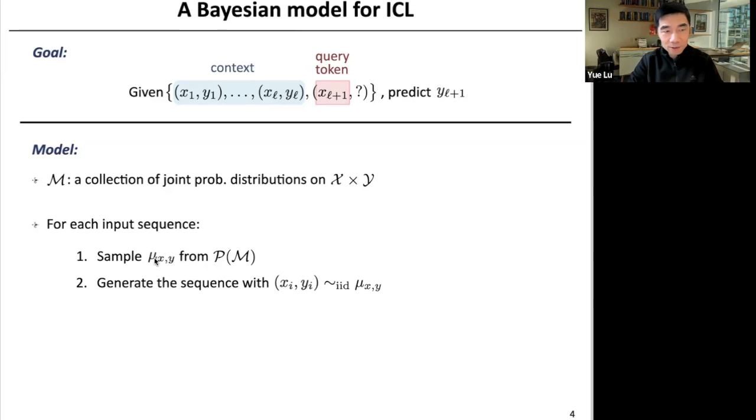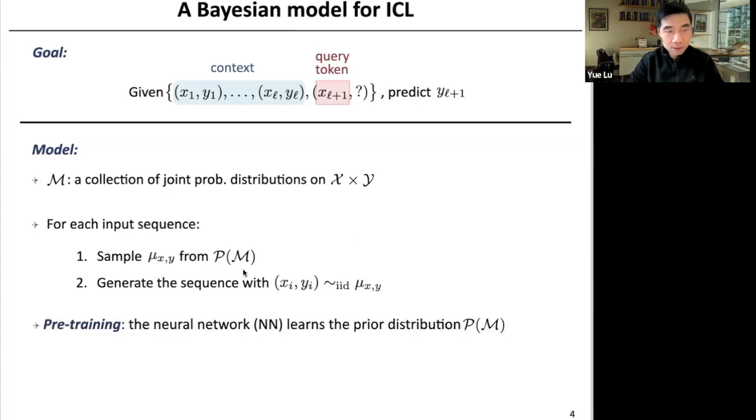And then given this joint distribution, we are going to sample the sequence xi, yi independently from it. So x1, y1, and x2, y2, and so on, they're all i.i.d. sampled from mu, but mu itself is sampled from this distribution P on M, okay. All right, and then in the pre-training stage, the neural network essentially learns the prior distribution P on M. It learns a distribution on the space of joint probability measures.